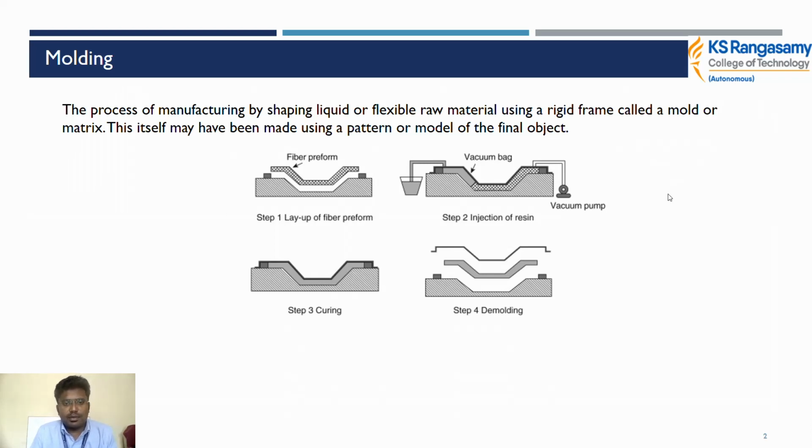The first step is the layup of the fiber preform, the second is the injection of the resin, the third is curing, and finally the last step is demolding. Initially, the first layer of fiber will be inserted on the molding side, and then the resin will be transferred. After the resin is transferred, curing is the major step. After curing, finally we do demolding and take the product out.